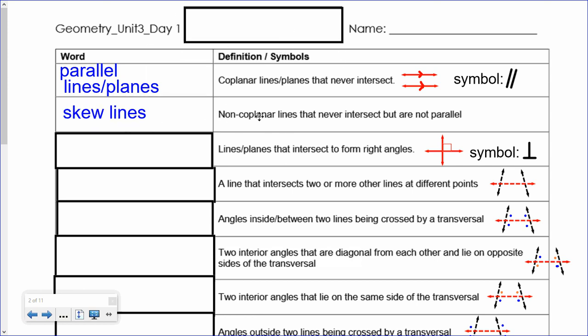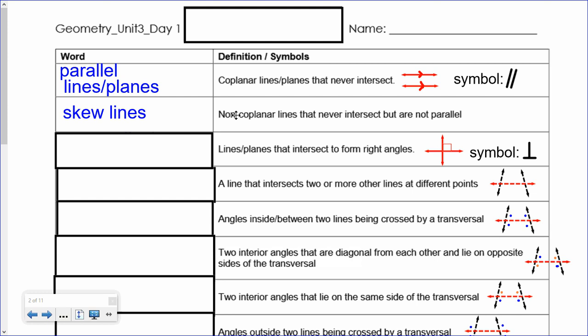Skew lines are non-coplanar lines that never intersect but are not parallel. So non-coplanar means that they're not in the same plane. That's why they're not parallel. For lines to be parallel, they have to be coplanar and not touching. For them to be skew, they are non-coplanar and not touching. So non-coplanar means that they're not in the same line. Sorry, they're not in the same plane.